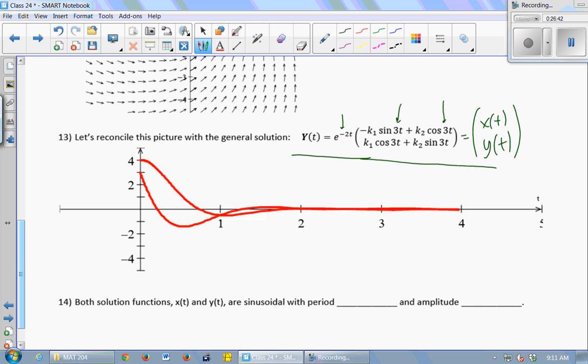Amplitude? Yes. Yep. So the amplitude would just be changing up and down, yeah.